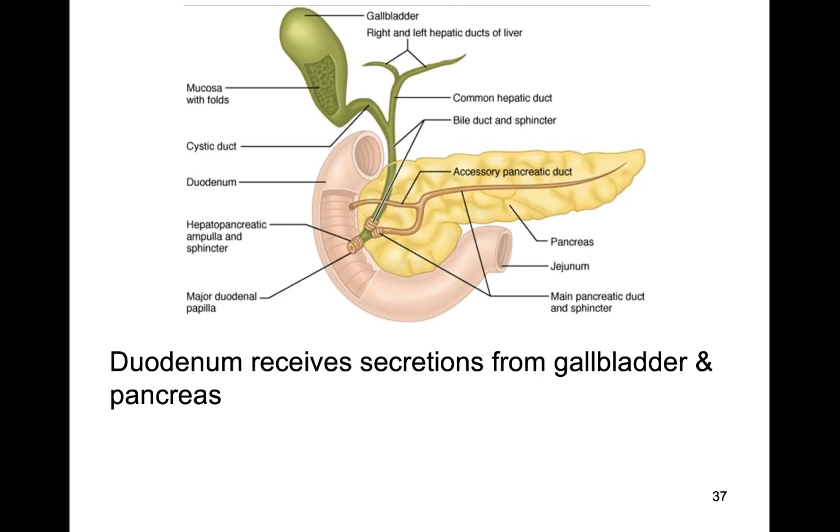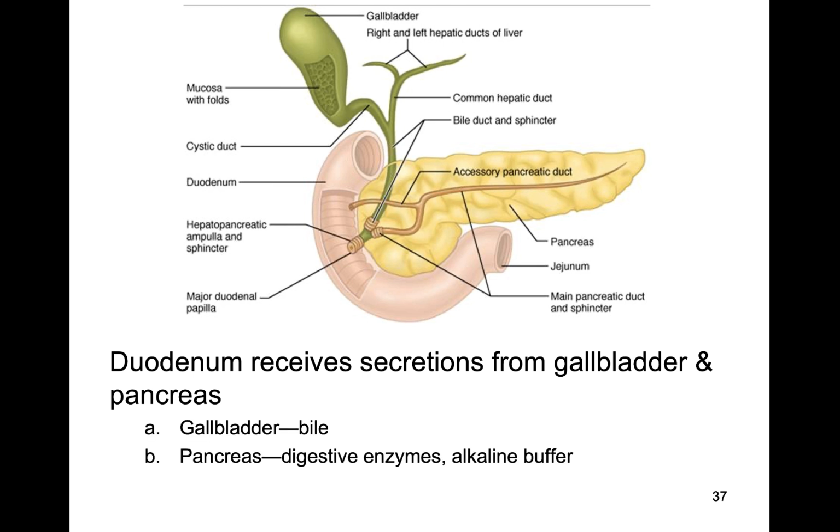The small intestine is connected to two organs that are going to dump chemicals into it. One is the pancreas and the other is the gallbladder. The gallbladder is going to put bile in the small intestine, in the part called the duodenum. The pancreas is going to put in digestive enzymes and an alkaline buffer. We learned that your stomach has a low pH, and the acid entering the small intestine can damage it, but the alkaline buffer released by the pancreas is going to neutralize the acid so you don't damage the small intestine.